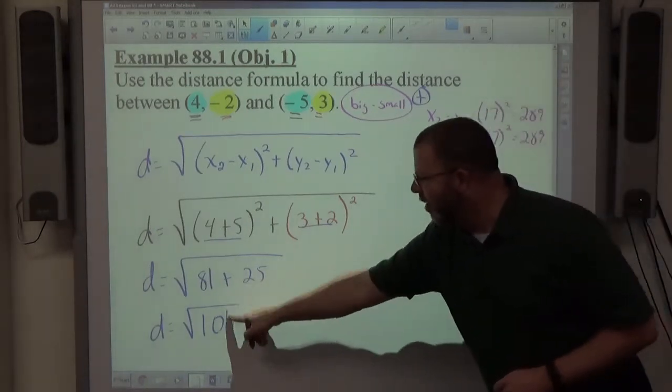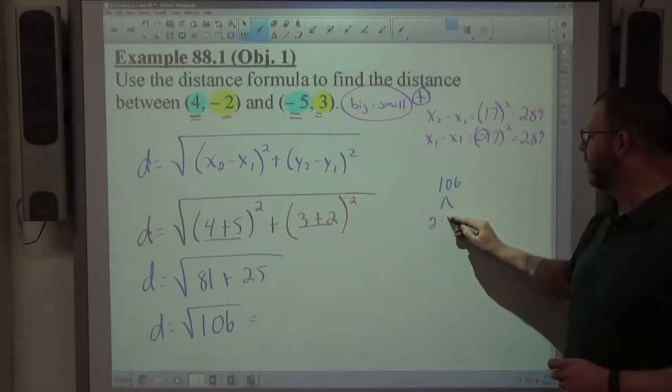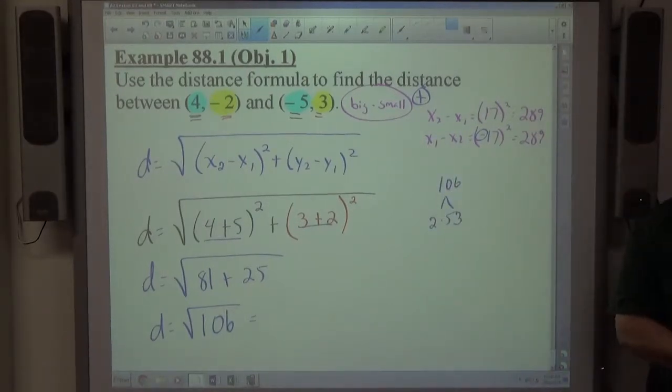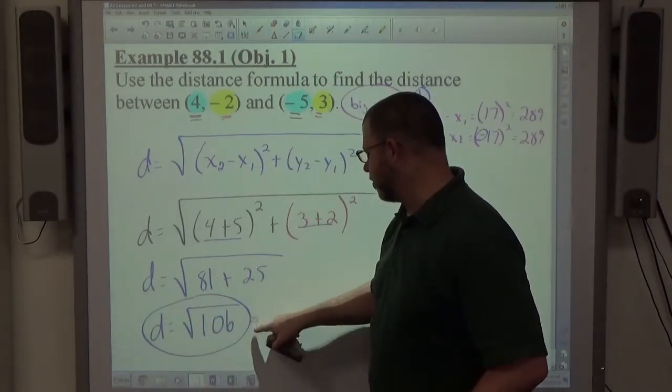Anyway. All right. 106. And if we look at 106, 106 is 2 times 53. And 53 is prime, and so is 2, so it can't break down. So that's the final answer. Sorry about that. If it was 117, it's 3 times the square root of 13, though.